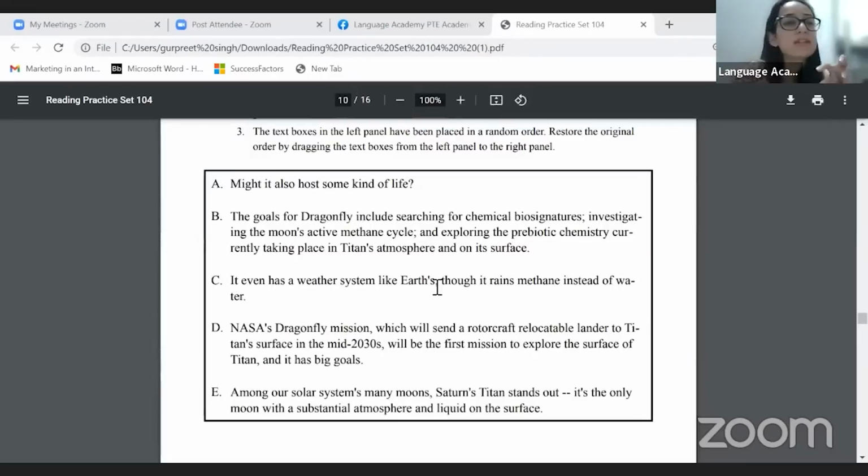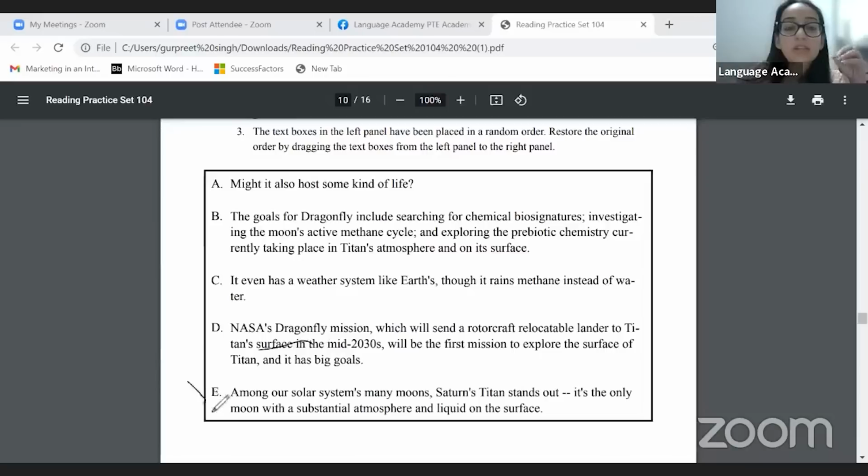So which sentence tells you that Titan is Saturn's moon? E, right? Why are we putting others D, C, B, A as the first ones? So those who are putting D as the first sentence saying NASA's Dragonfly mission, which will send a rotorcraft relocatable lander to Titan's surface. What is Titan? How can you say we are sending this to Titan and it's, oh sorry, Titan is Saturn's sun? This is not the way of chronological order sequence.